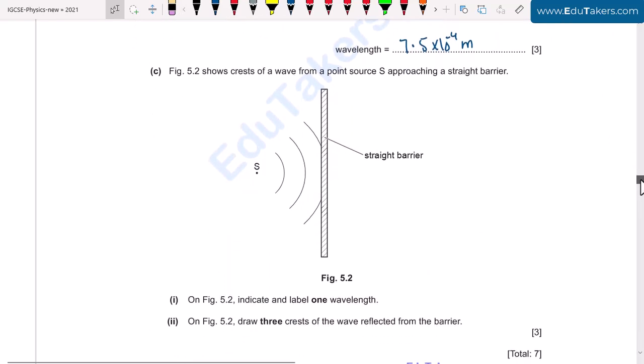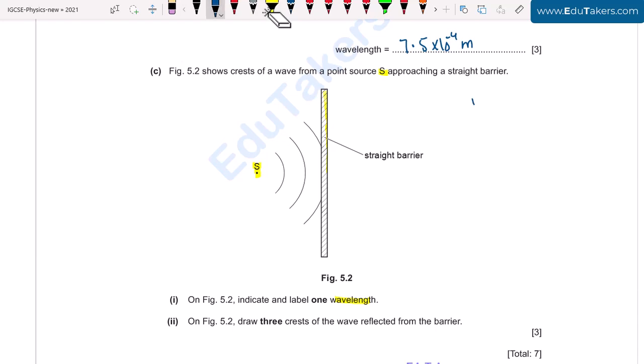In part C, figure 5.2 shows crests of a wave from a point source approaching a straight barrier. So it's a barrier and the waves from the source are going towards the barrier. Part 1: on figure 5.2, indicate and label one wavelength. So we have to label how much distance is equal to a wavelength.